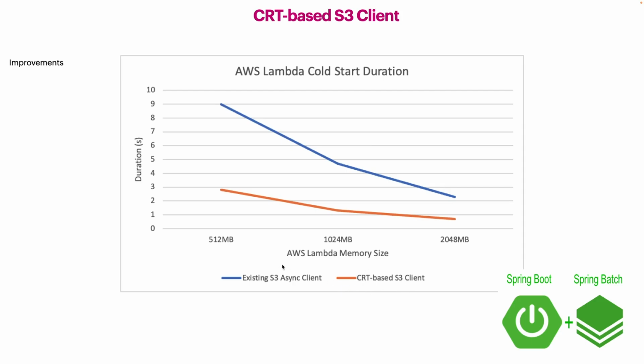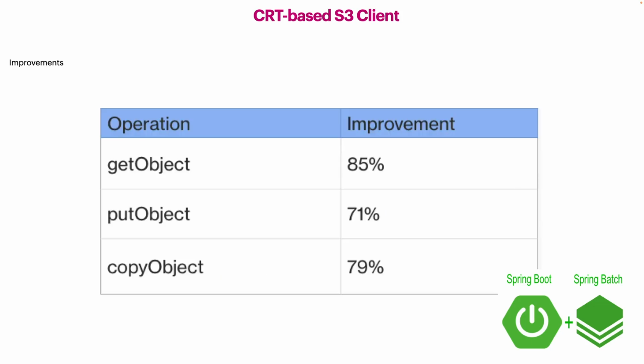It's actually better than the existing S3 asynchronous client. Okay, and you can also see here some improvements, for example, to get object, to put object, to copy object. Everything is on AWS documentation. You can just go there and read a little bit more.